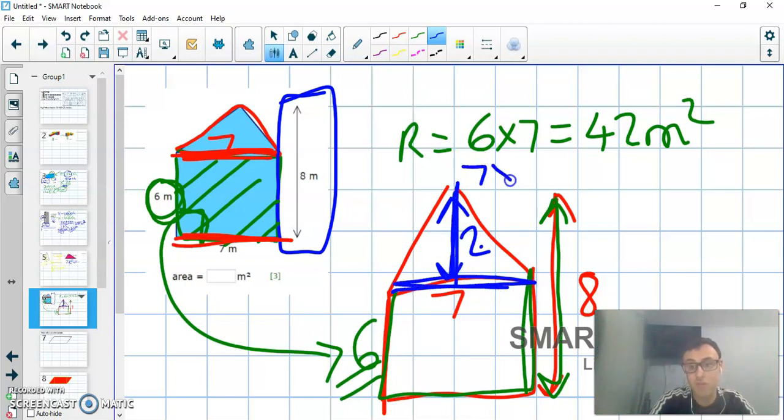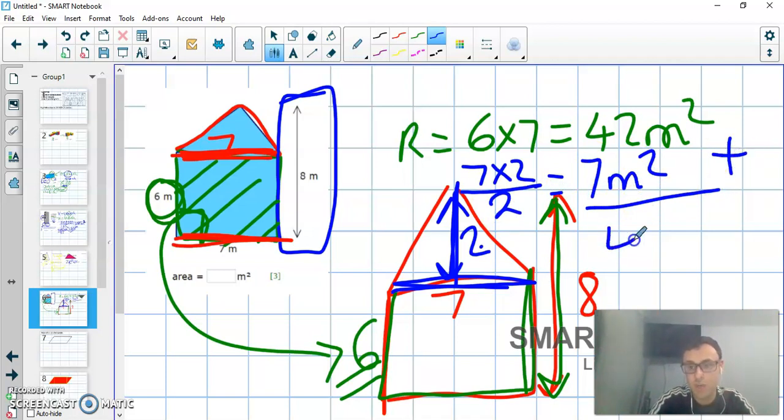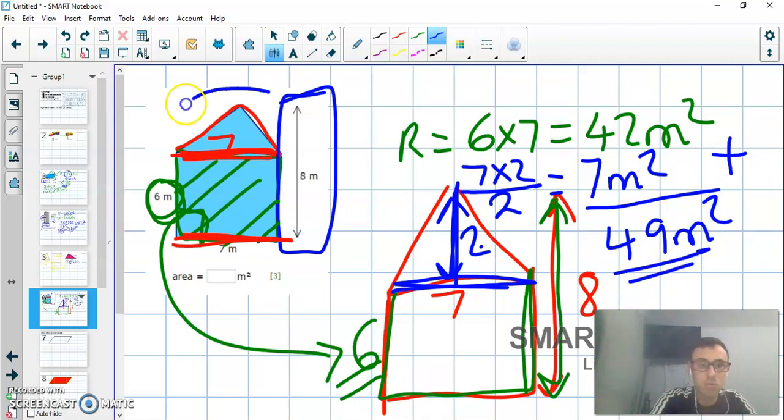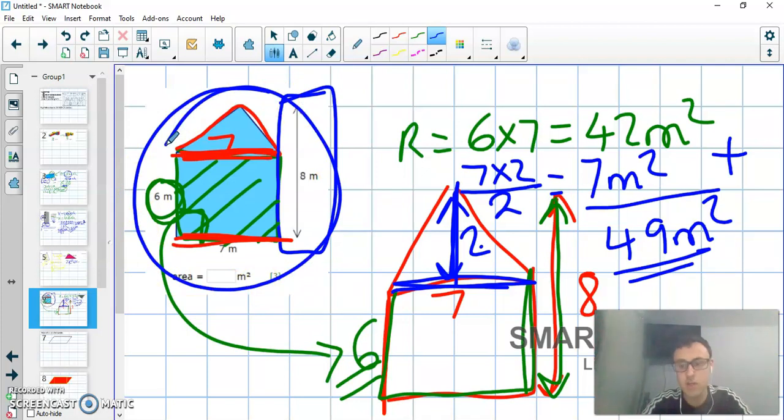So I need to do 7 times by 2. Remember to divide it by 2, which is 7 meters squared. So add them together to get the area of my compound shape is 49 meters squared. So you remember, take what you know about the whole shape, highlight, do whatever you need to do, split it up, work out what sides you've got, and then you can go from there to work it out and put it all together at the end to get you the total area of your compound shape.